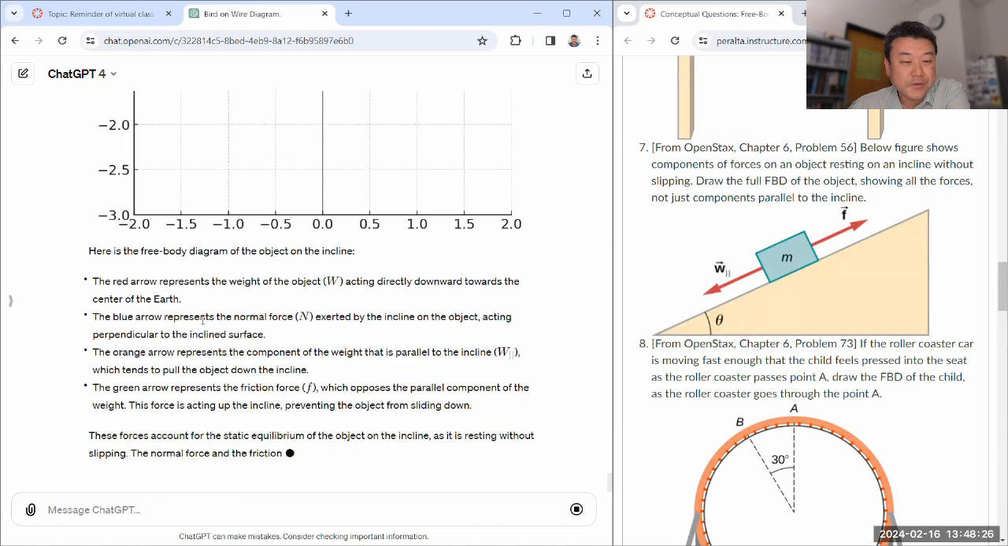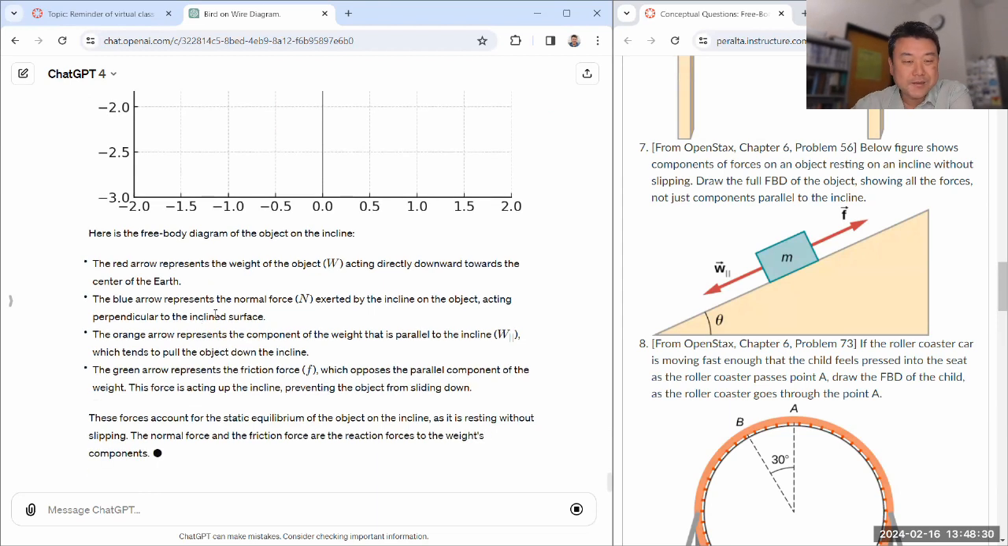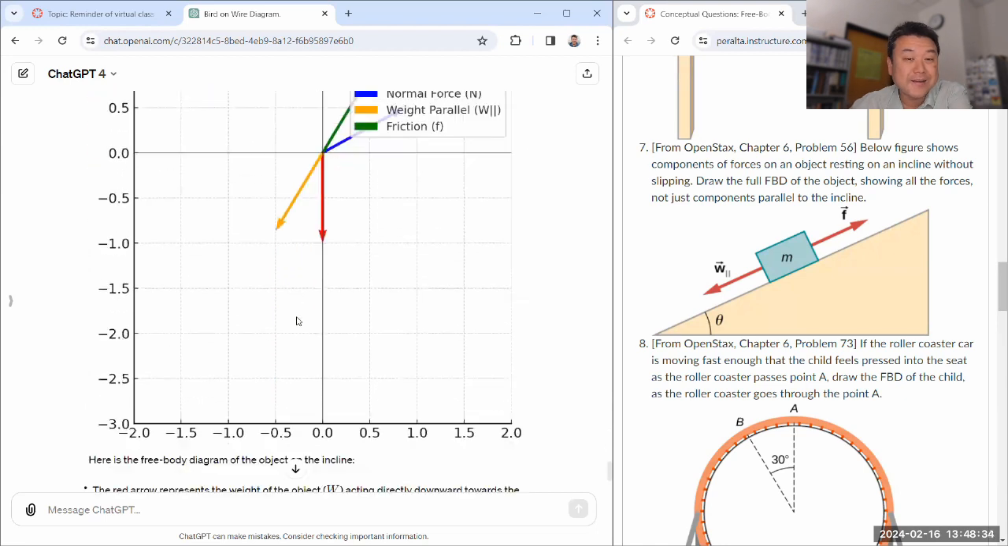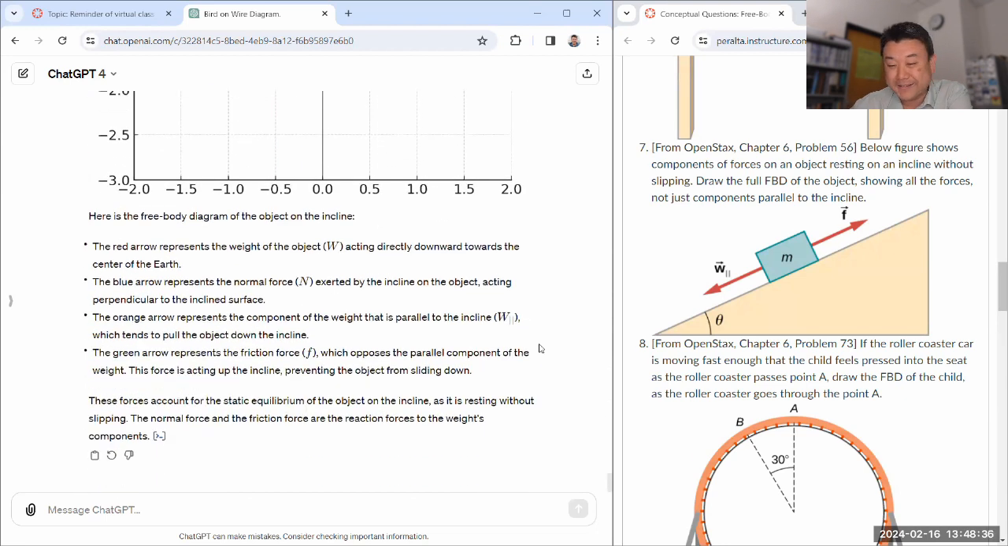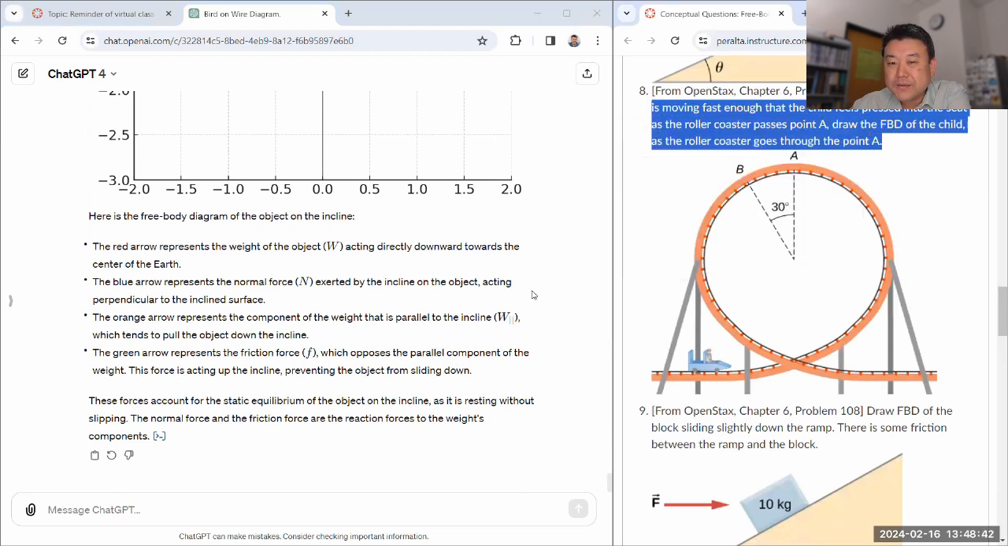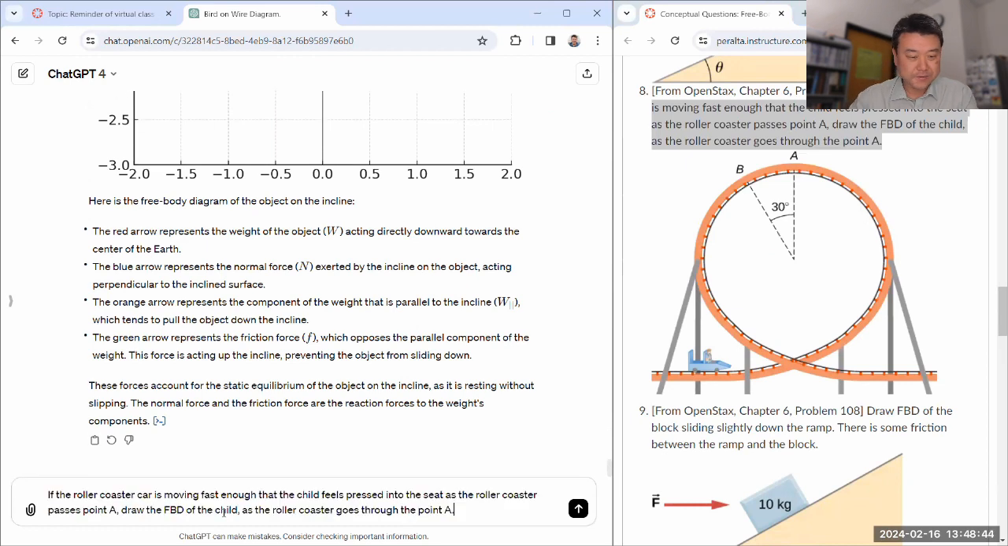Otherwise, don't give ChatGPT-4 inclined plane questions, because having seen what it's done so far, my guess is it's not going to be correct. It hasn't gotten a single inclined plane situation right. Okay, so let me ask the next question.